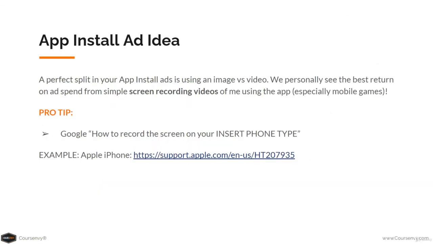Now onto the ad level for this app installs ad. Another area you can split test for app install ads is image versus video. I personally see the best ROMI from simple screen recordings, videos, of me using the app. So just Google how to record the screen on your phone type. Here's a direct link to do this for an Apple iPhone. So I will just start by clicking the app and then navigating, playing in the app, showing people what it's like to use this app and why they should use it.